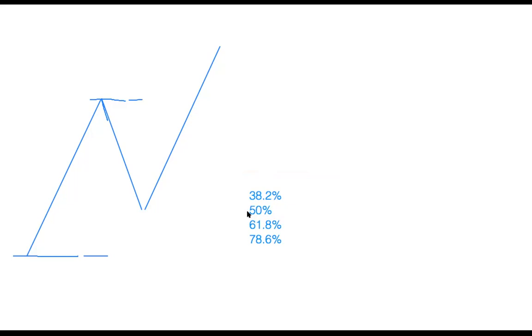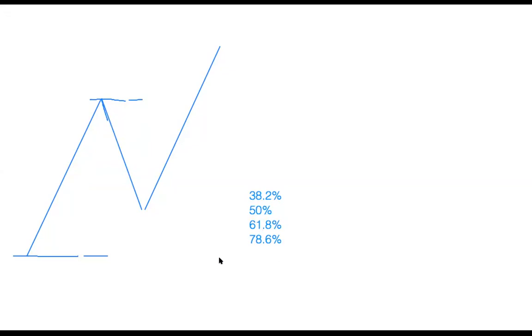So again, for 50%, if that was to be respected, what does that mean? It means out of the whole move, so that whole piece of structure, that one leg to the upside, price retraced 50% of the way, 50% of that overall leg, which would roughly be, if you're eyeballing it, around that sort of area, before then pushing and continuing in its overall direction. Okay, cool. Same with 61.8, 78.6.